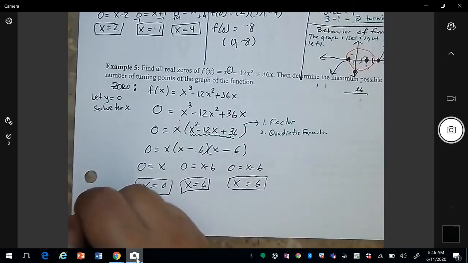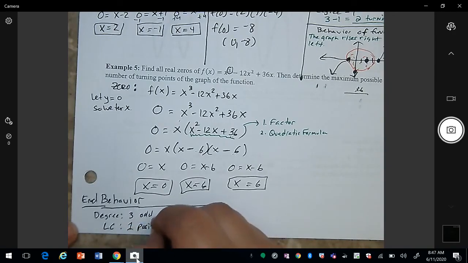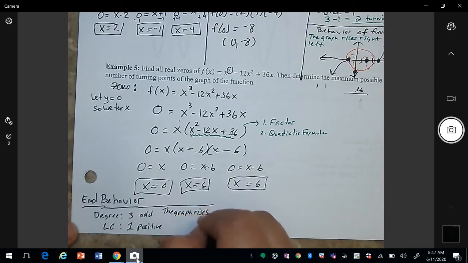This is the end behavior. So my degree is 3, which is odd. My leading coefficient is 1, which is positive. So my behavior is going to be that the graph rises right and falls left.